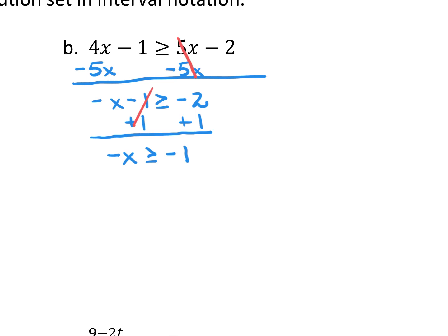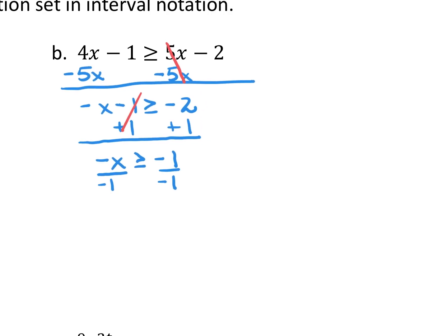And now here's the thing that we do have to remember that is different for inequalities. I want to divide by -1. When we do this, our negatives cancel on the left, and we are just left with x. Our negatives cancel on the right, and we are left with 1. But because we did divide by a -1, we need to flip our inequality. And so we get x is less than or equal to 1.